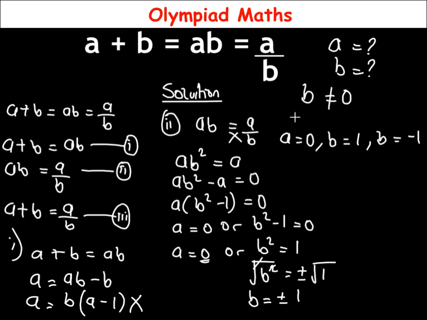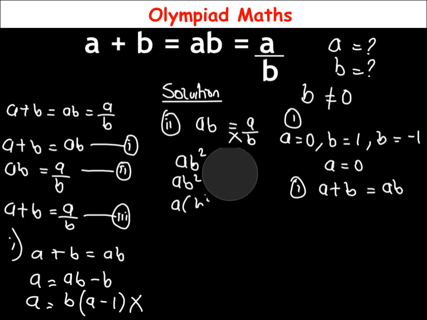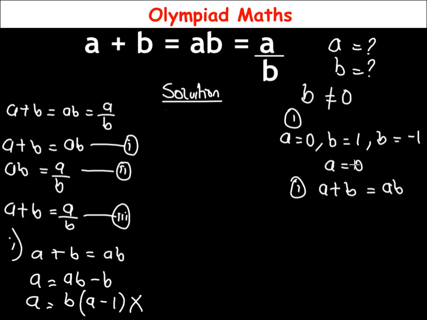Now, let's input the values of A as 0, B as 1, and B as minus 1 into these three equations and see which of them satisfies these three equations. Okay, so we have the first case, when A is equal to 0. Let's put this into equation 1. Equation 1 is A plus B is equal to AB, right? Now putting A as 0 into this equation, you have 0 plus B is equal to 0 times B. Okay, so in this case, 0 plus B is equal to 0 times B, which is 0. And from what you've noted, B cannot be equal to 0, so this cannot give us a possible solution.